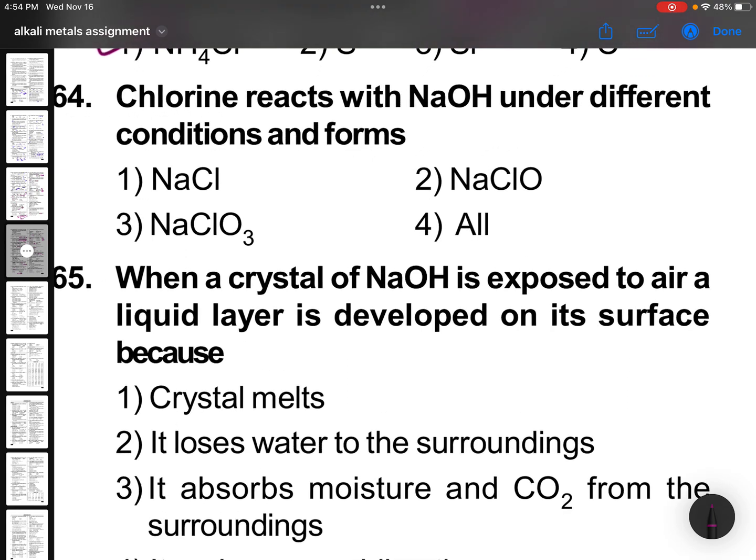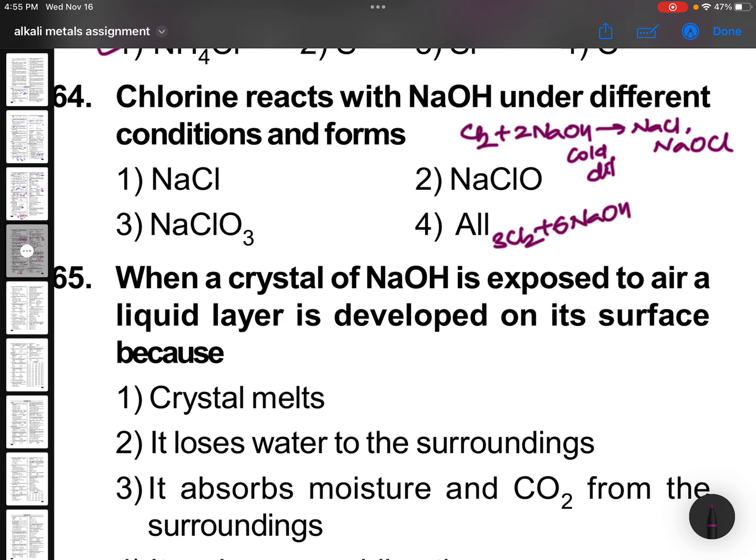64th question, chlorine reacts with NaOH under different conditions to form. Just now I told you, this question will come again and again. Cl2 plus 2 NaOH gives you NaCl and NaOCl, sodium hypochlorite. This is cold and dilute. If you take hot and concentrated, 3Cl2 plus 6 NaOH, it gives you 5 NaCl plus NaClO3, sodium chlorate. So all.